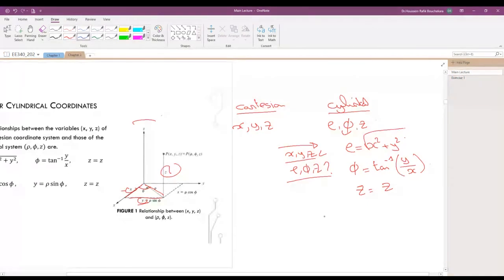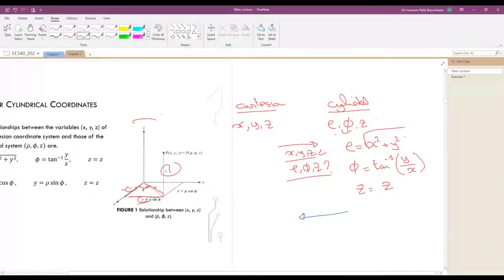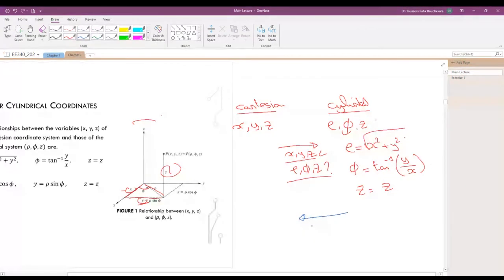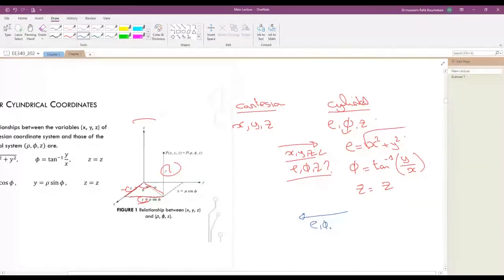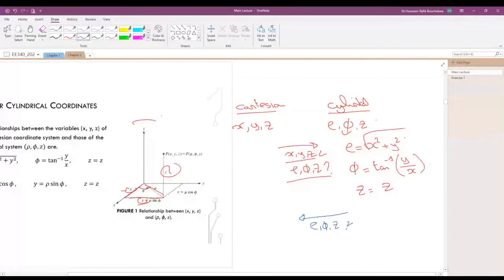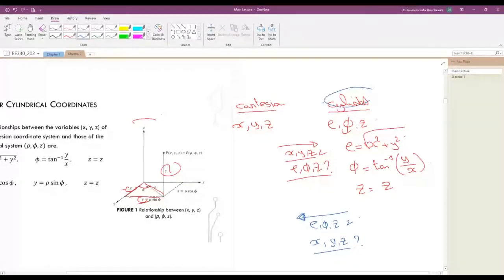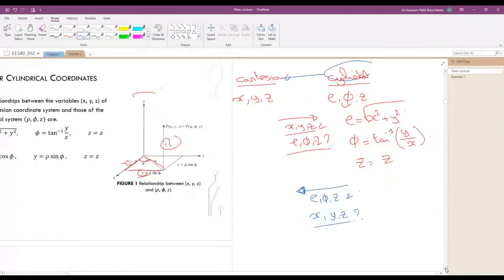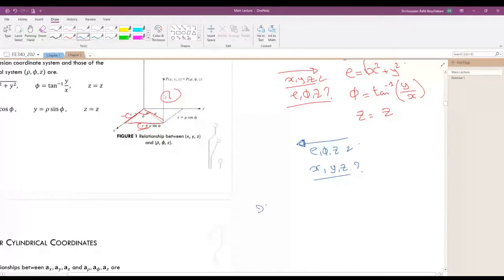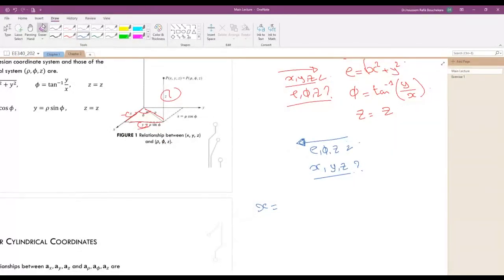Now if I have the cylindrical coordinate system and I want to move to the Cartesian one, meaning if I have rho, phi, z, and I want to determine x, y, and z, these are not known. The arrow means that we move from cylindrical to Cartesian in this case. So what will x be, guys? Pay attention with me.